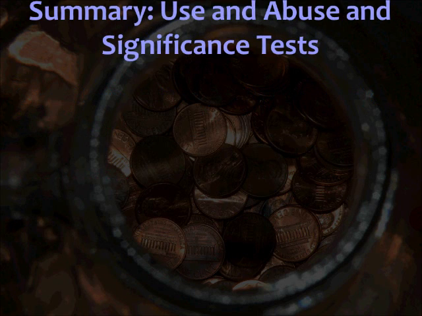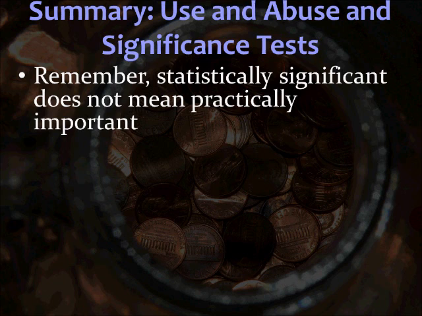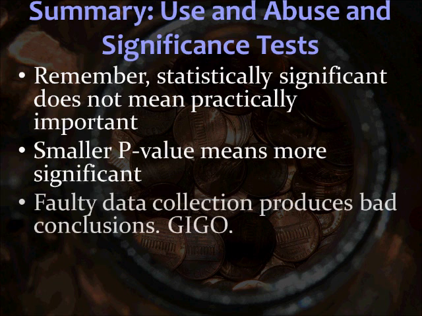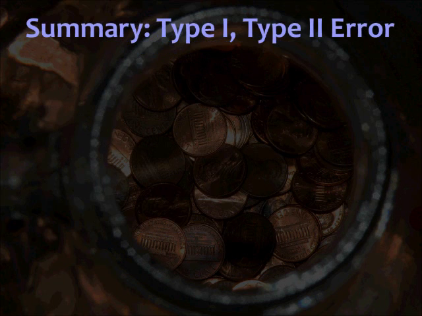All right, so here's our summary. Remember, statistically significant does not mean practically important. Small differences from alpha to your p-value make a difference. The less the p, the larger the statistical significance. A smaller p-value means more significant. I just mentioned that. Faulty data collection produces bad conclusions. Remember, garbage in, garbage out.